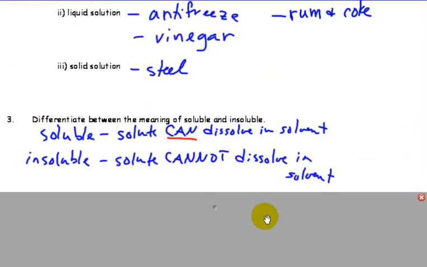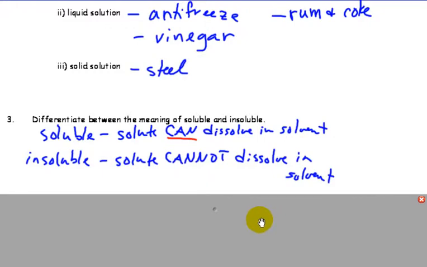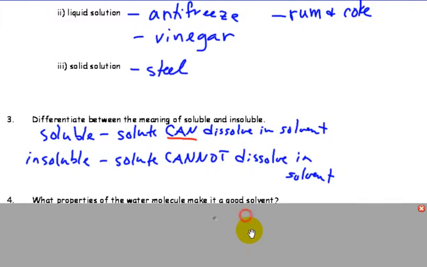Okay, back to the assignment here. Soluble and insoluble. Soluble means that the solute can dissolve in the solvent. For example, salt does dissolve in water, so that salt is said to be soluble in water. Whereas insoluble, a solute cannot dissolve in the solvent. For example, if we have oil in water, oil does not dissolve in water.